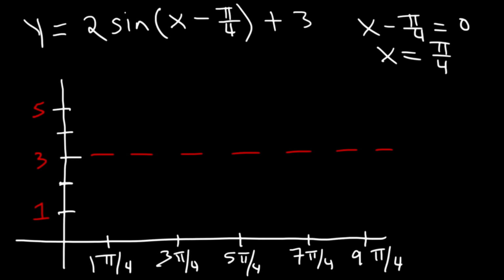Now we can graph it. So let's start with the phase shift. Sine is going to start at the middle. And then it's going to go up, back to the middle, and then down, and then back to the middle. So this is the graph of just 1 period.